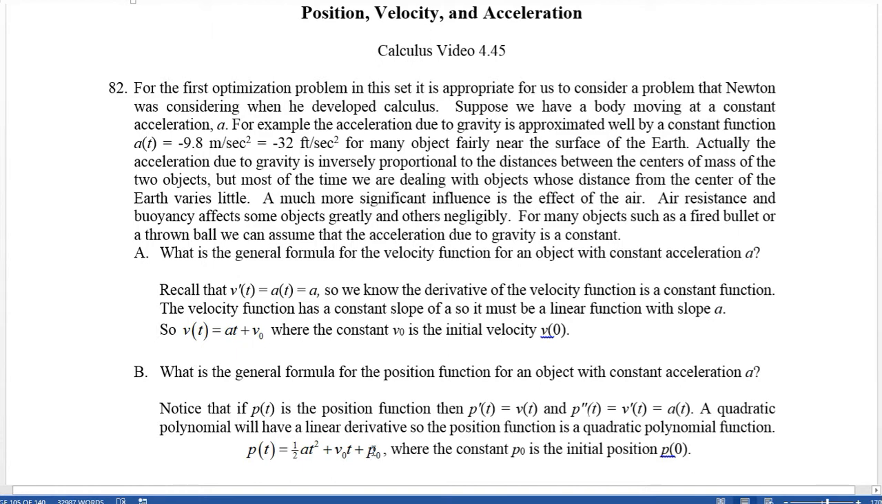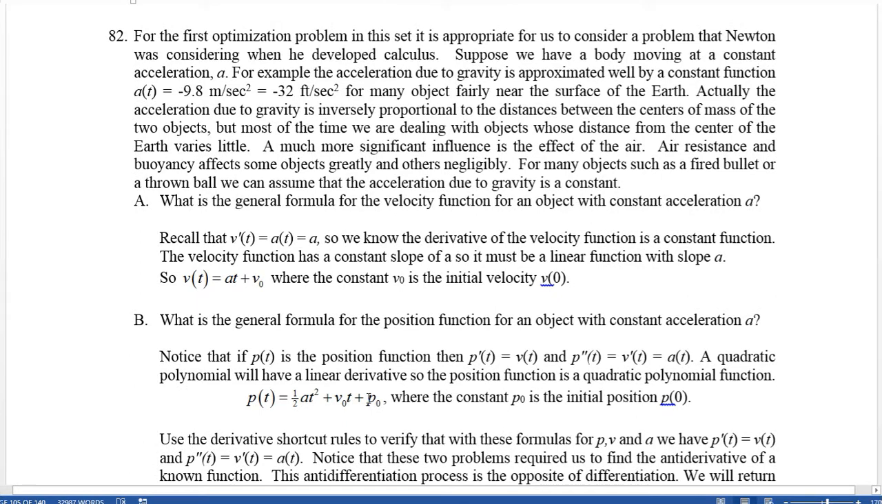And again, p sub 0 is p of 0, the initial position, because when you plug in t, all these other terms go to 0, and so we get that. So now what we have is our position function is 1/2 at squared plus v sub 0 t plus p sub 0. The velocity is at plus v sub 0, and the acceleration is just a constant a. So if we have a constant acceleration, then this will be what we have for the velocity and position.